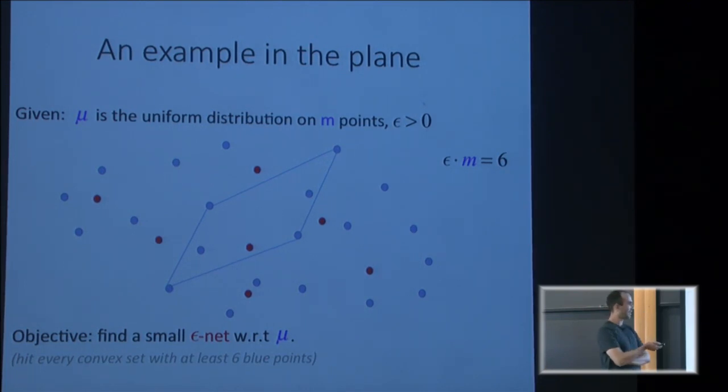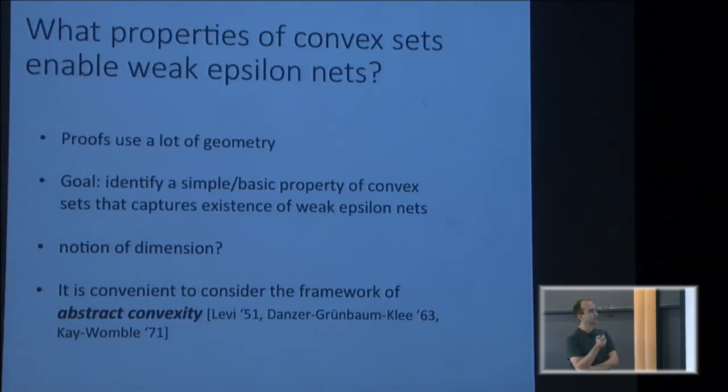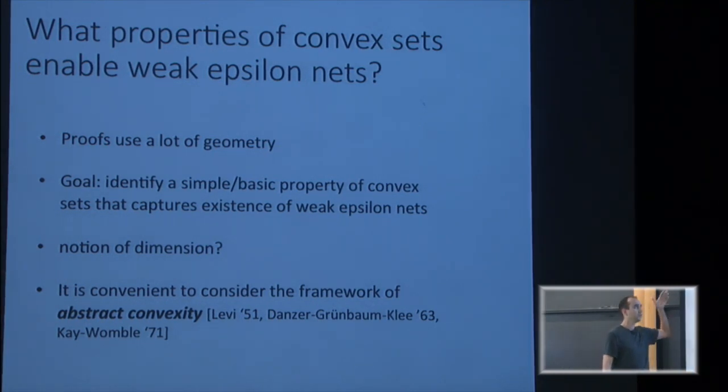So the goal is to understand what properties of convex sets are essential for this theorem to hold. Is it a topological property? What exactly do we need? The different proofs of this theorem use a lot of geometry, so they are very geometric in nature. The goal is to identify maybe some topological or combinatorial dimension that will abstract it out.